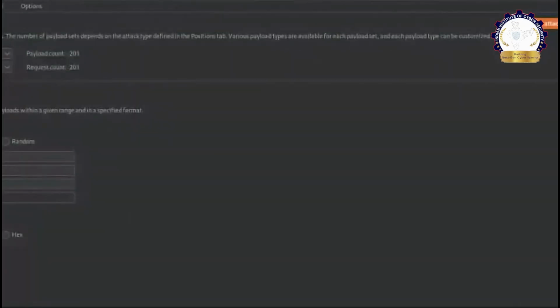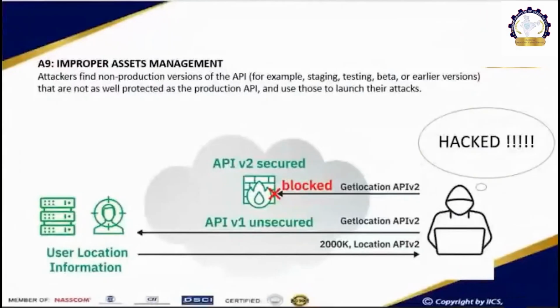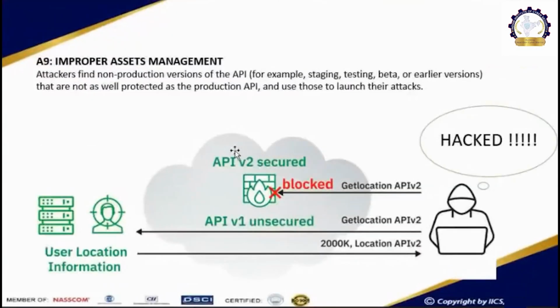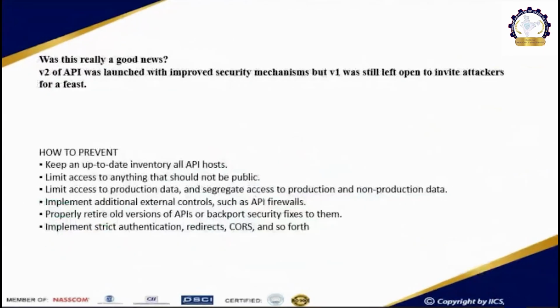I will come to the slide again. See, the hacker is trying to access the server with v2, and it gets blocked by the firewall, and in v1 there is no firewall. So what we did is change v2 to v1 and get what he wants. So was this really good news? Version 2 of the API was launched with improved security mechanisms.